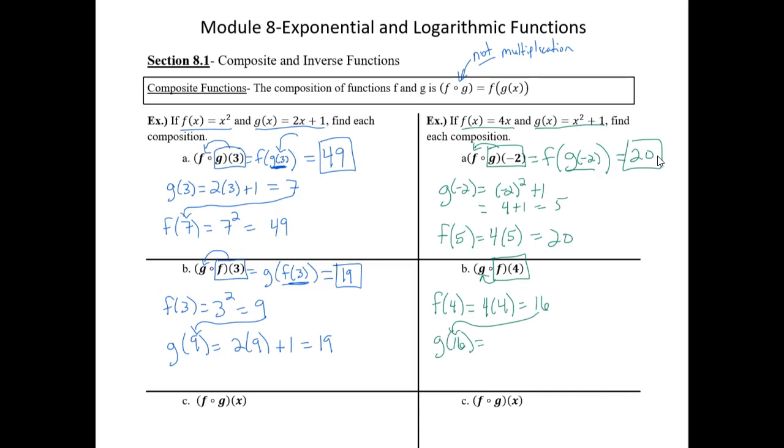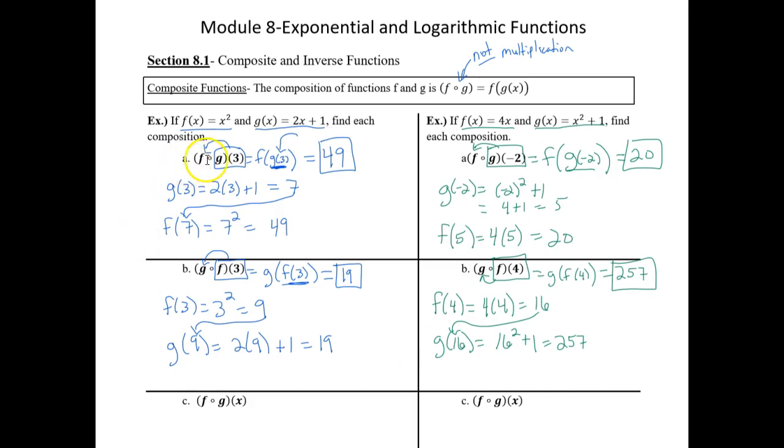And the order matters here. So for g of 16, I'm going to replace x with 16. And 16 squared is 256. Plus 1 would be 257. So g of f of 4 is 257.